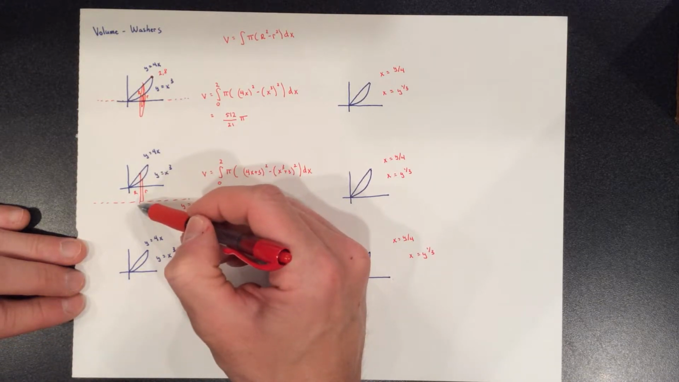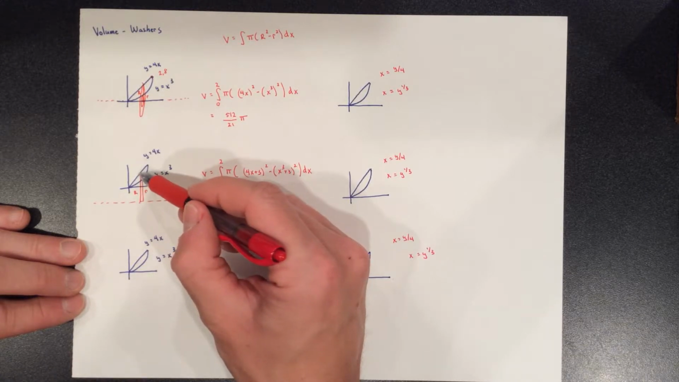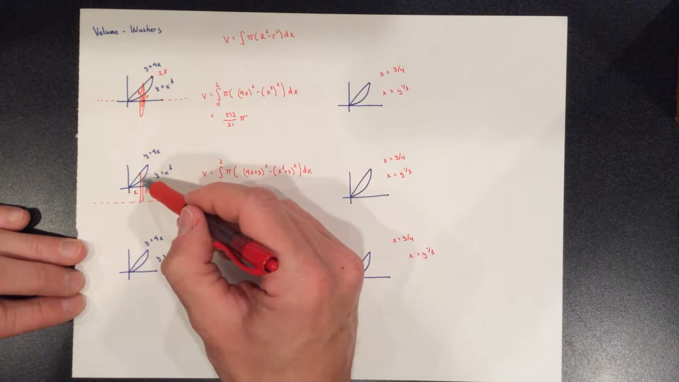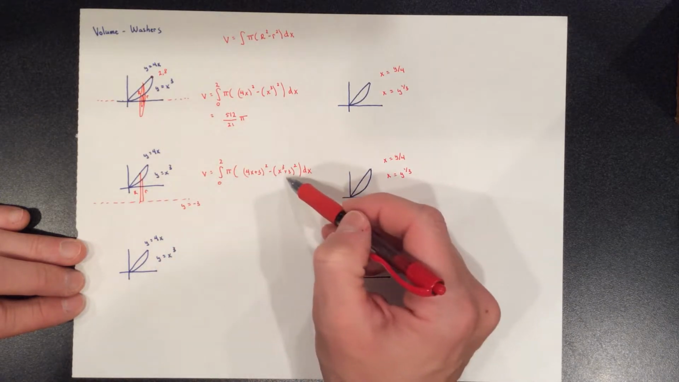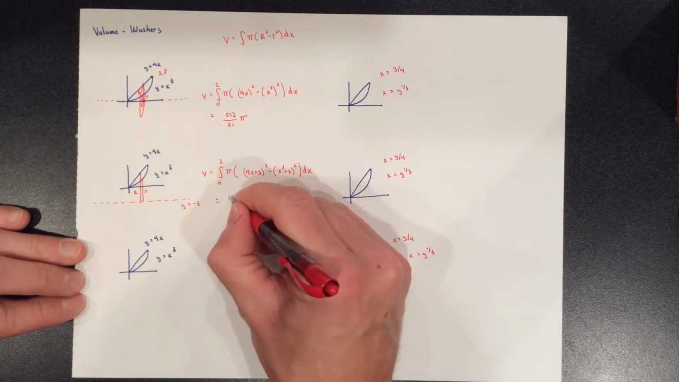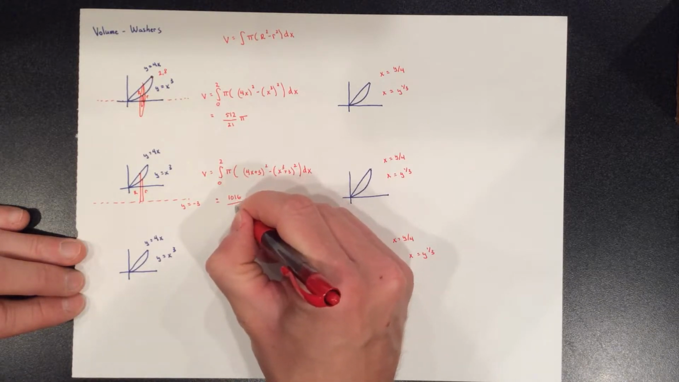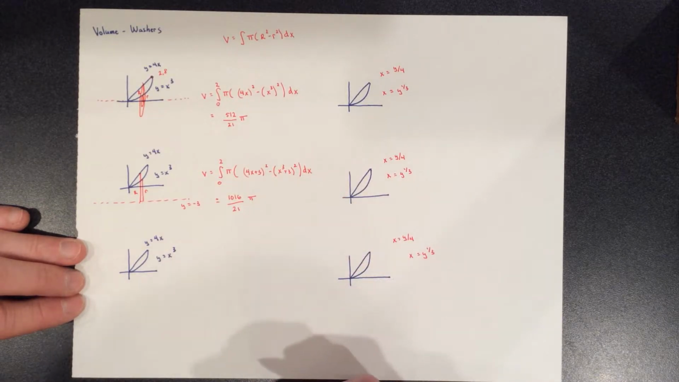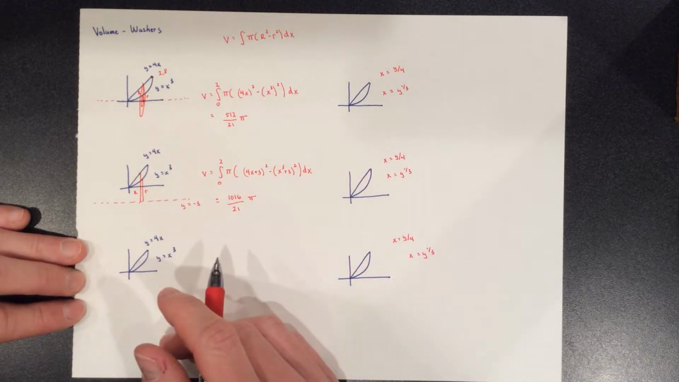I mean, it literally is what subtraction does, right? 4x minus a -3 gives you 4x plus 3. x cubed minus a -3 gives you this. And when you type this out, you're going to get 1016 over 21 pi. Okay, again, the setup's the way more important thing.